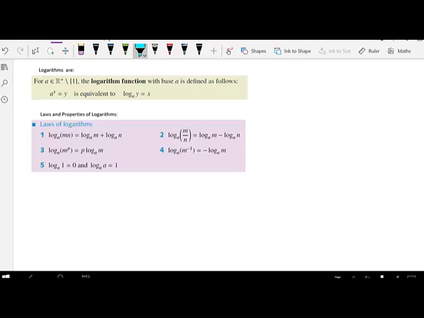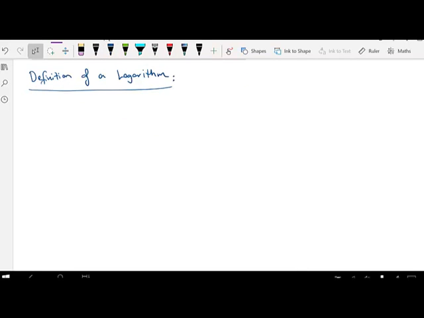So we're going to start by delving into that a little bit further. Basically, I like to define a logarithm as a mathematical inverse of exponential functions. That is, just as subtraction is an inverse of addition, it's used to undo addition, and division is an inverse of multiplication, it's used to undo multiplication, then a logarithm can be thought of as an inverse to an exponential function.